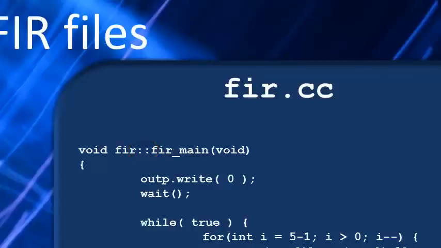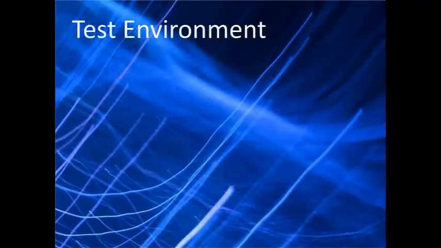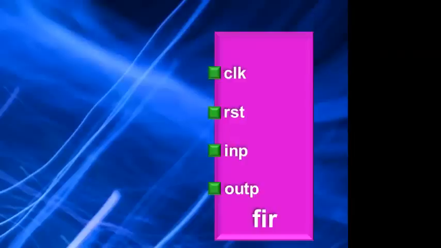So the way that we bring in the header file is to include it, and we do that using a pound include statement with the name of the header file in quotation marks. So with those files saved, we now have a fir module that we can drop into a test environment. Our fir module has inputs clock, reset, and inp, and output, outp. We'll instantiate it in our testbed with a reference name, fir0.